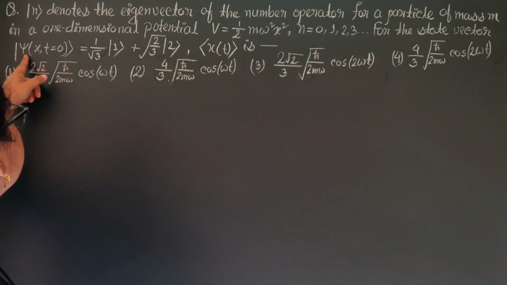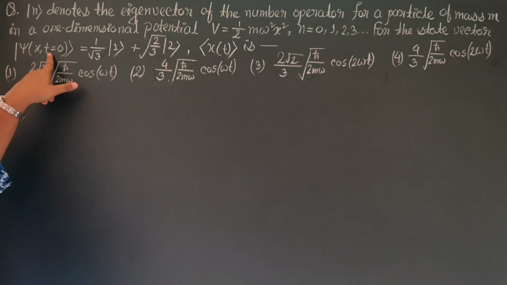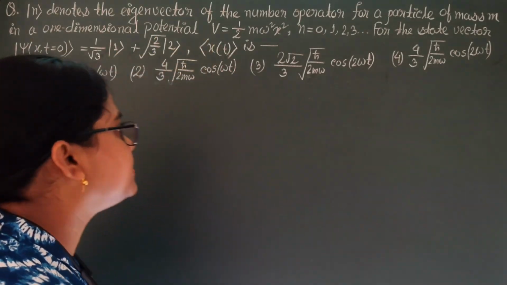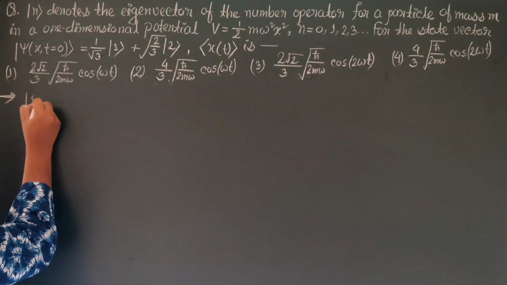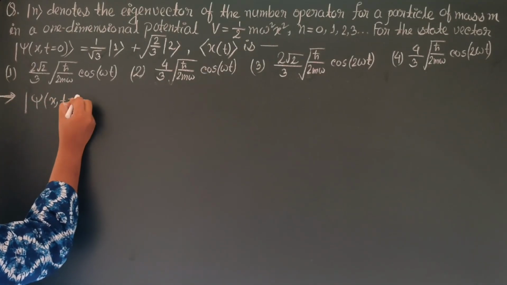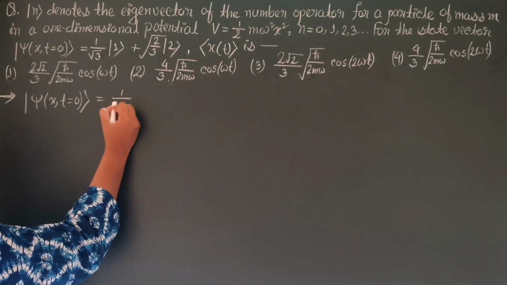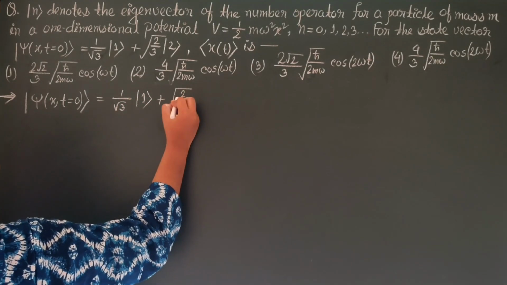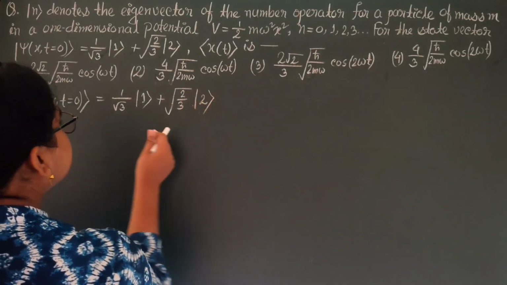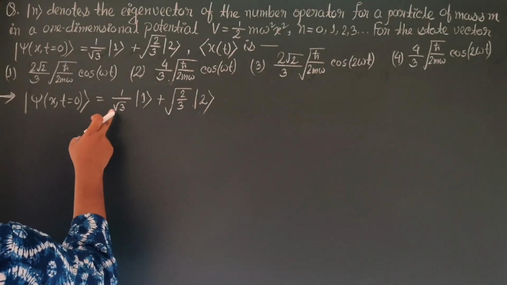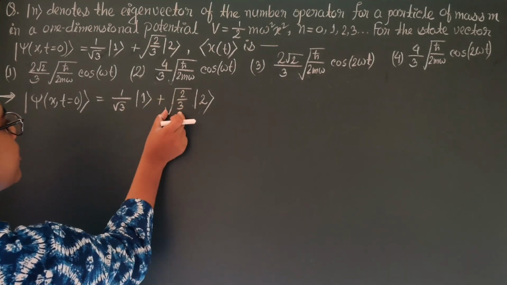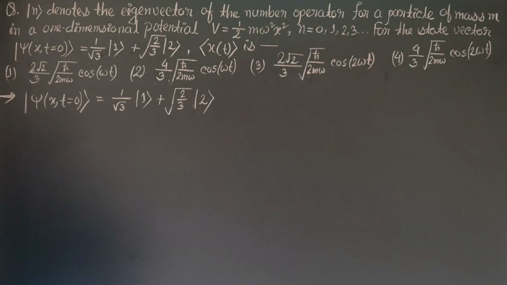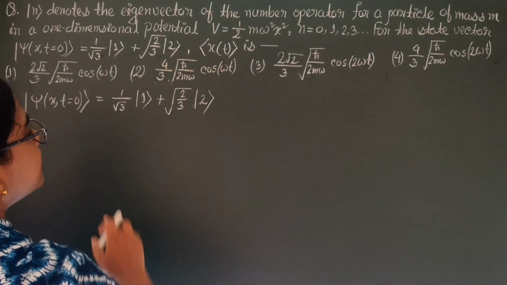For the state vector psi(t) at t equals 0 in this form, what is the expectation value of x(t)? It is given that psi(x) at t equals 0 is 1 by root 3 state |1⟩ plus root 2 by 3 |2⟩. So this is a normalized wave function, because the mod square of this plus the mod square of this will be 1. Okay, now we have to calculate ⟨x(t)⟩.